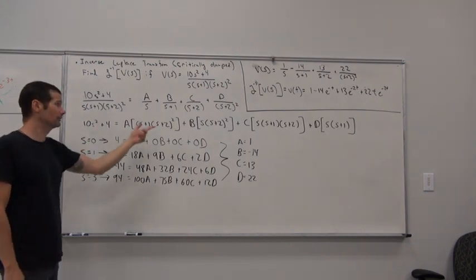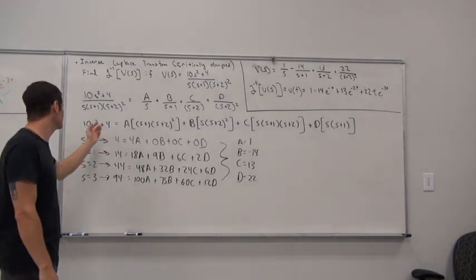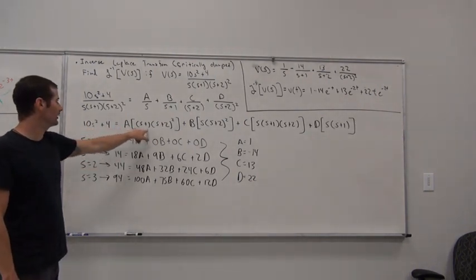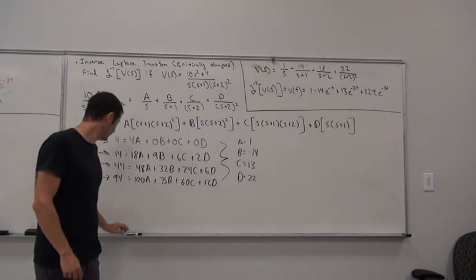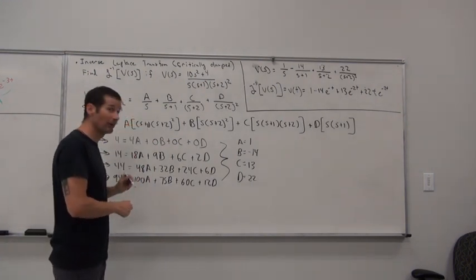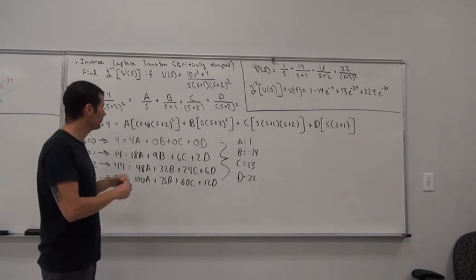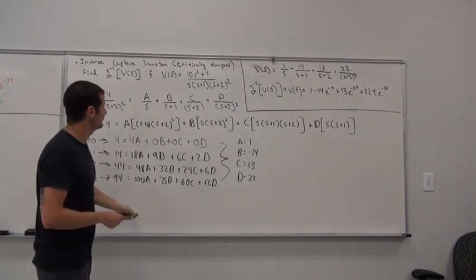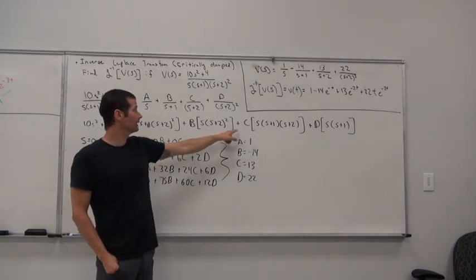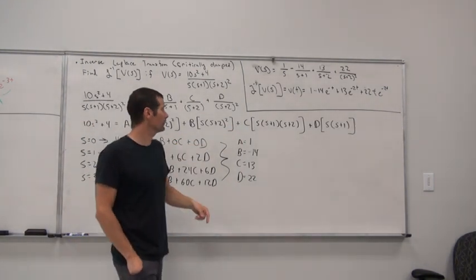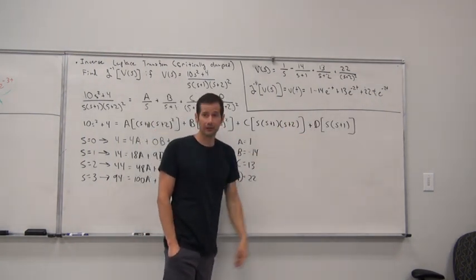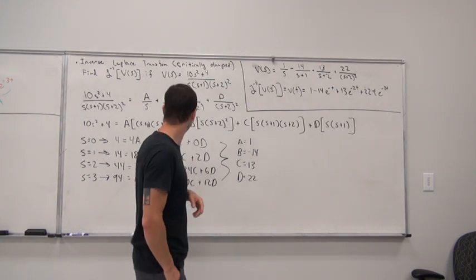And then we get the form of an equation: 10s squared plus 4 equals A times s plus 1, that was supposed to be s plus 1 right there. Ooh, man, forgot that. So s plus 1 times s plus 2 squared, and then plus B times s plus 2 squared, plus C times s plus 1 times s plus 2, and then finally plus D times s plus 1.